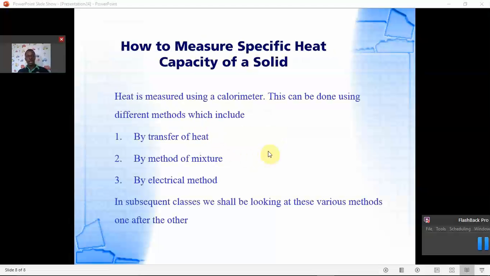So that is where we're going to stop this class, but in the future class, I'm going to look at how we measure the specific heat capacity of a solid. How do we determine the specific heat capacity of a solid? There are three methods that we'll look at in the next class: by transfer of heat, by method of mixture, and by electrical method. We're also going to be looking at what we call latent heat, latent heat of fusion, vaporization, specific latent heat, as the case may be.